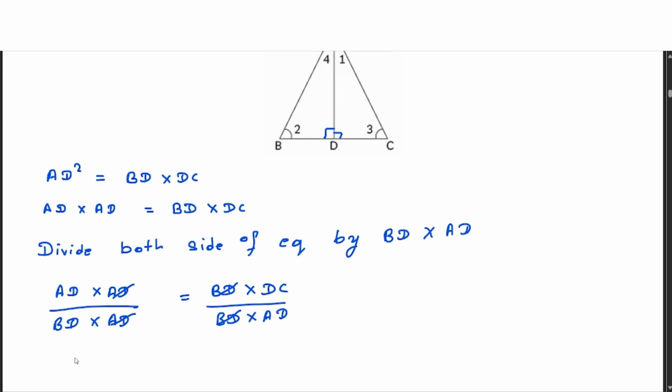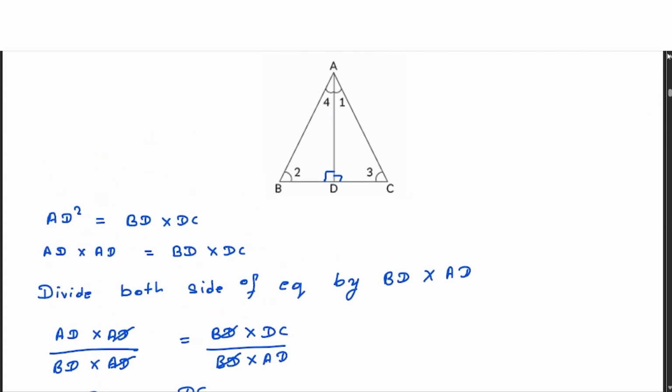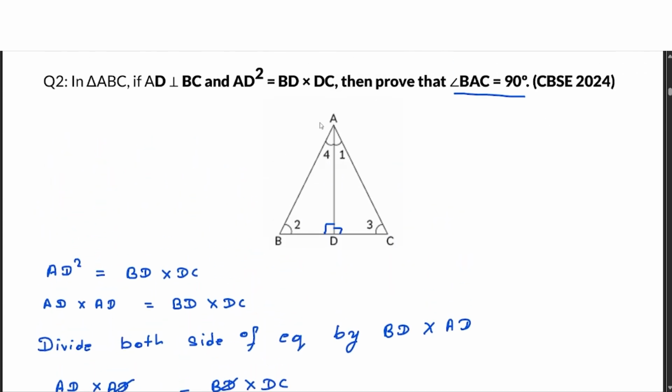So how much do you have left? You can say AD over BD is equal to what? We can say DC over AD. Now you can see here we have got this one. Now we have to consider this triangle, the triangle ABD. ABD is this triangle, and now ACD, this second triangle.